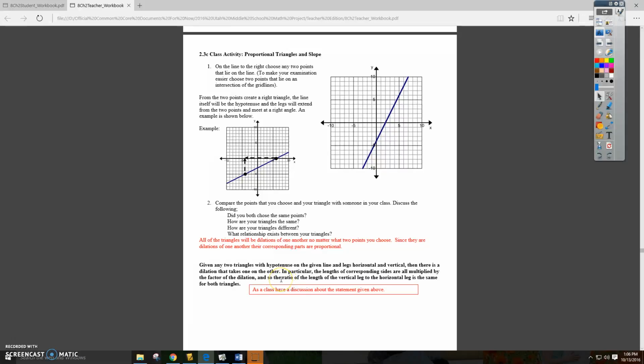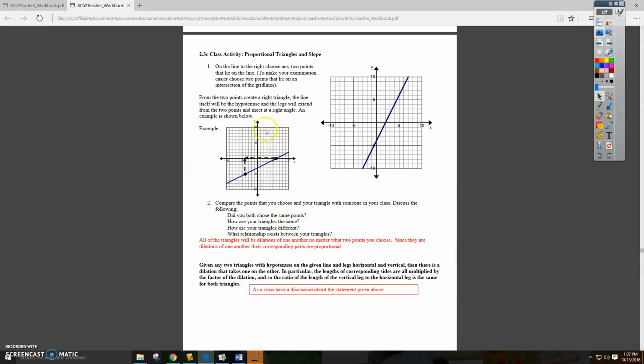Okay, today we are working on 2.3c class activity, talking about proportional triangles and slope. To start off, I want you guys to have this open on your desks, have out your pencil, and I want you to copy down the things that I talk about here. I have up the teacher one, so anything in red you can write down, but I won't have you write everything down, but those are all the answers or certain things that I'm going to talk about.